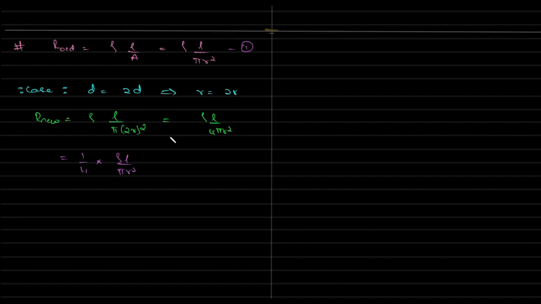This is say equation 1. Can you compare equation 1 with this? This part is nothing but your R old, is it not? So this is 1/4 of the old resistance, that's all. Right? So the new resistance is reduced by a factor of 4. So this implies the new resistance is 1/4 the old resistance. And this is your answer.